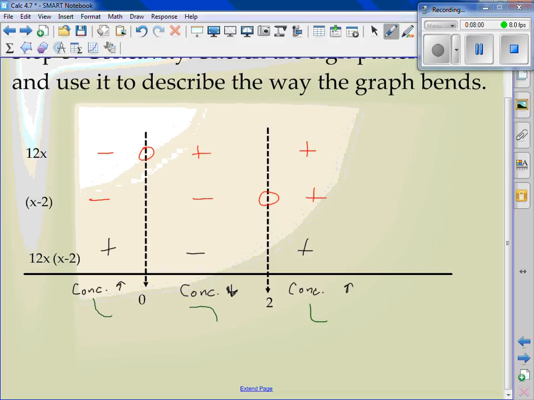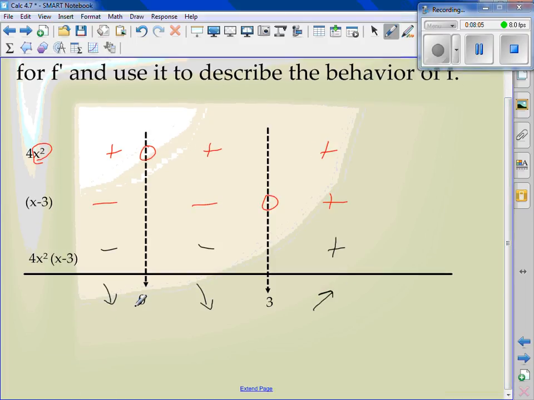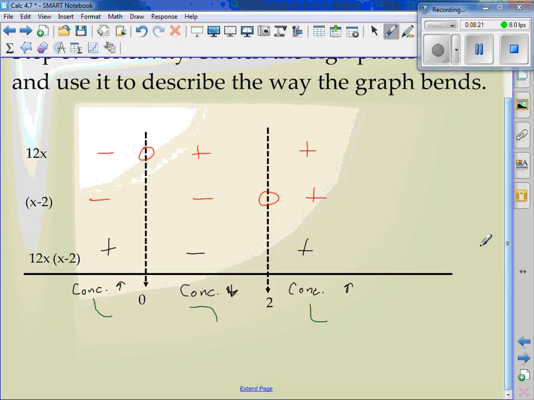Now if I go back, this point right here, what would we call it? Nothing. What would we call this point? A relative min. Now this one changes. It goes from concave up to concave down. This is an inflection point. This goes from concave down to concave up. This is an inflection point.